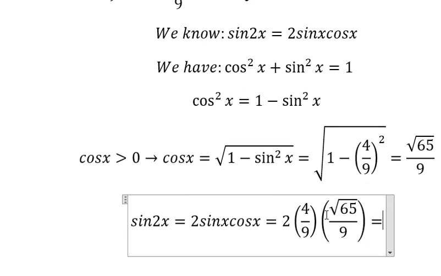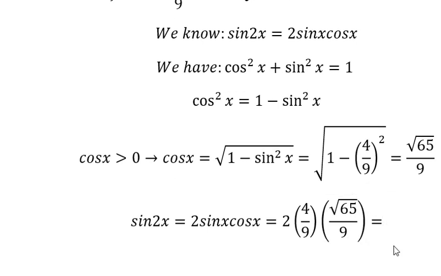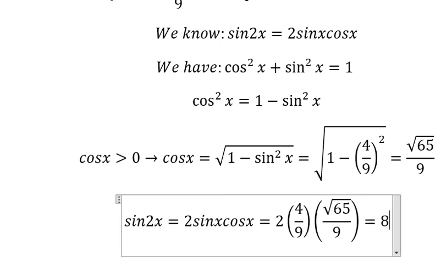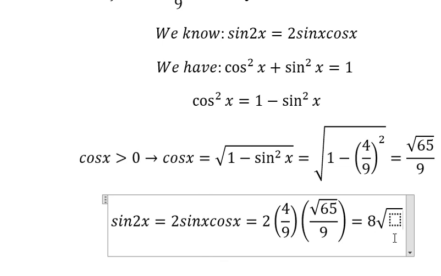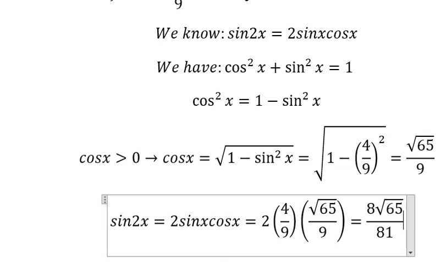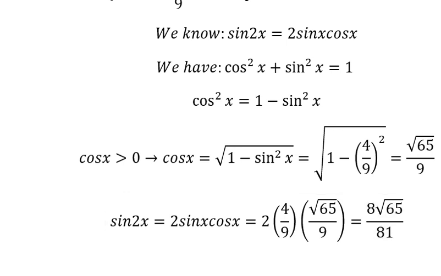And we have the final answer. That is 8 square root of 65 over 81. And this is the final answer. This is the end.